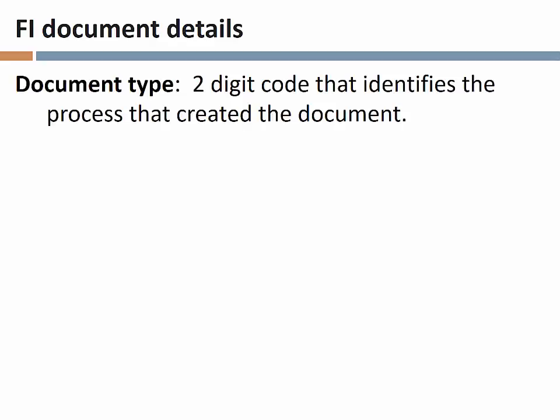All right, so let's talk about some of the things that I just mentioned in just a little bit more detail here so that you have them in your notes. Every financial accounting document will have a document type, and this is a 2-digit code. I don't know that digit is the right word there because these are not numbers, these are 2 letters. So that probably should say 2-letter code that identifies the process that created the document.